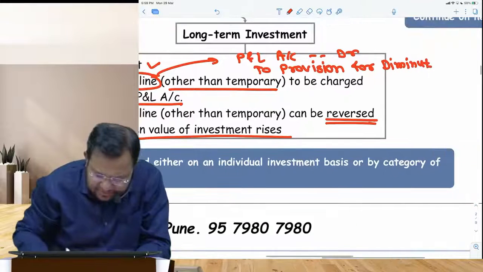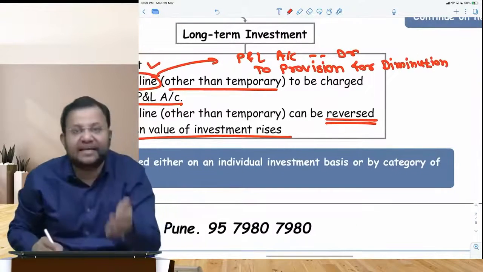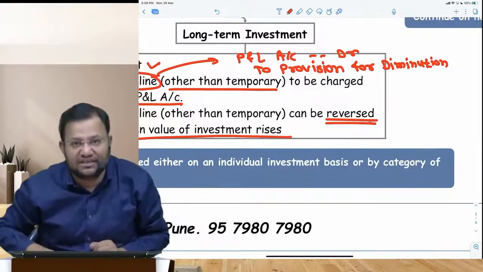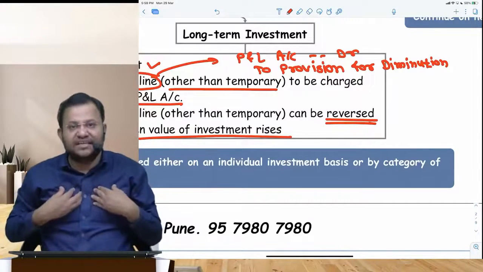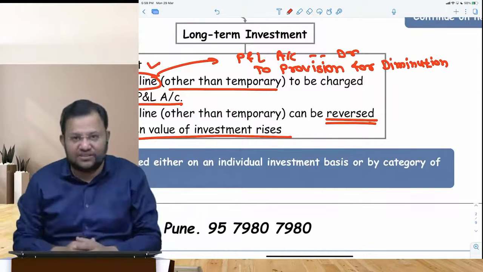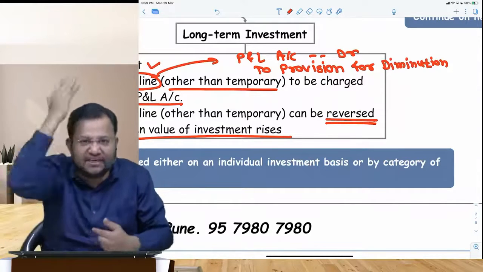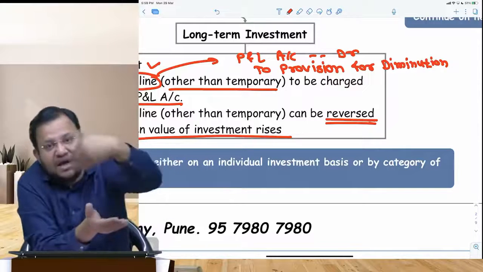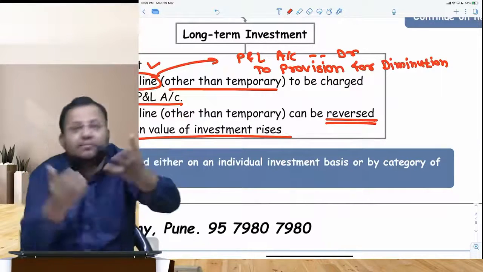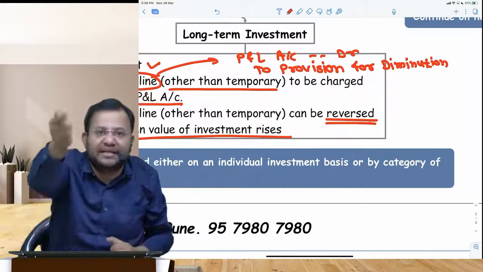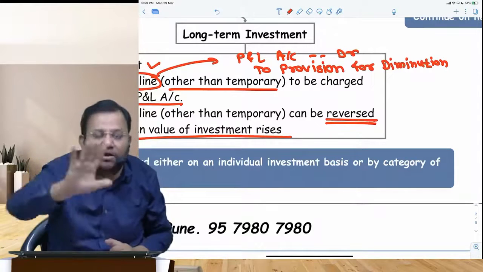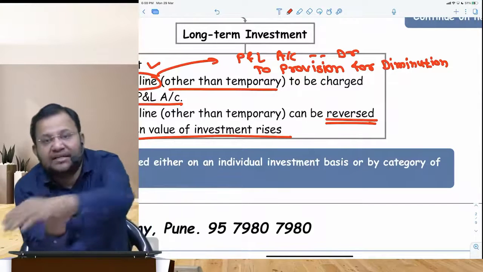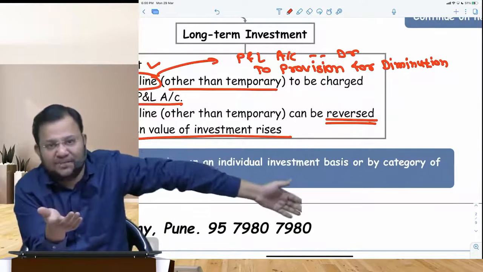Now sometimes the evidence of decline may be available to you after the accounting year is over. My accounting year as an investor ends on 31st March. I had invested in some company. There was a decline on 31st March in the value of that company, but I came to know about the decline in the month of May 2021, a decline which had already taken place on 31st March.